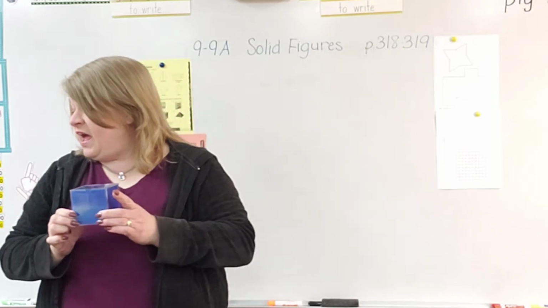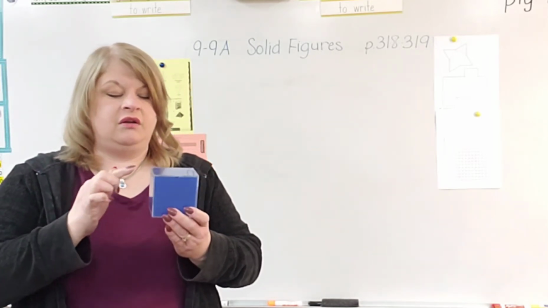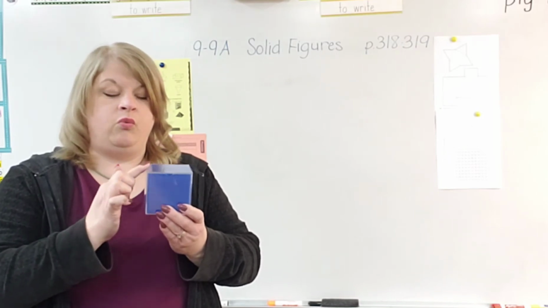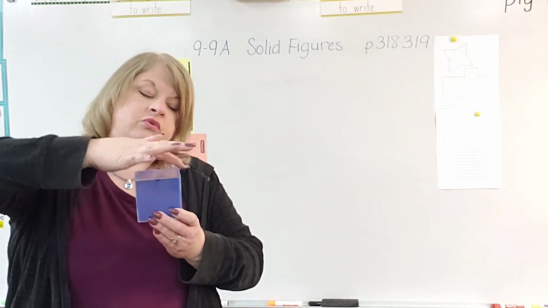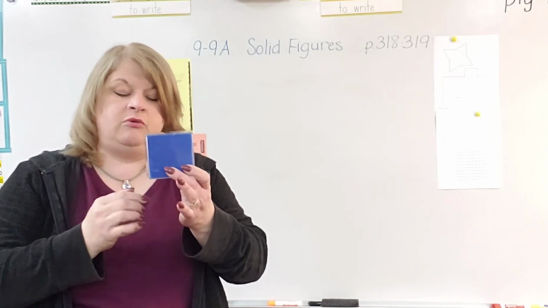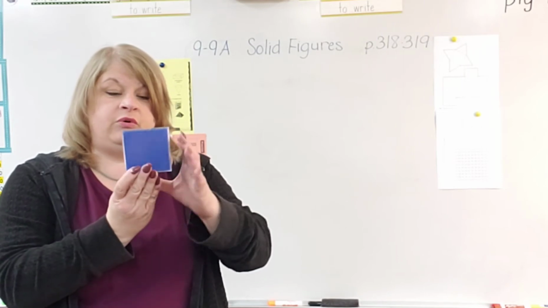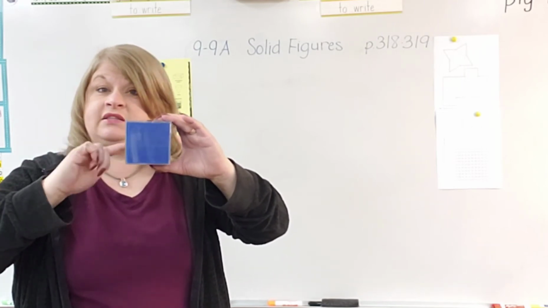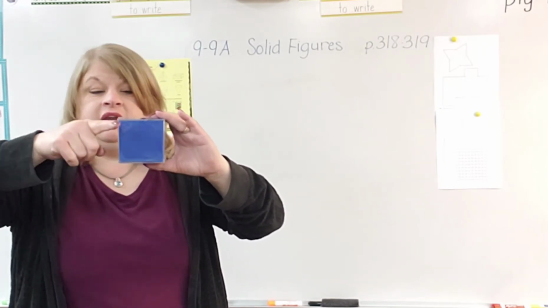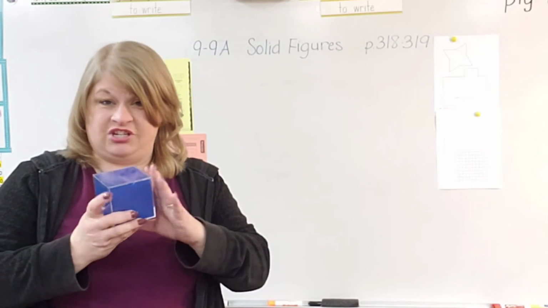Another thing that it has are edges. Can you figure out what edges are? Here's an edge. 1, 2, 3, 4. Got the top 4 to the bottom. 5, 6, 7, 8. But wait, I got the top and bottom, but I didn't get the sides. 9, 10, 11, 12. This has 12 edges.